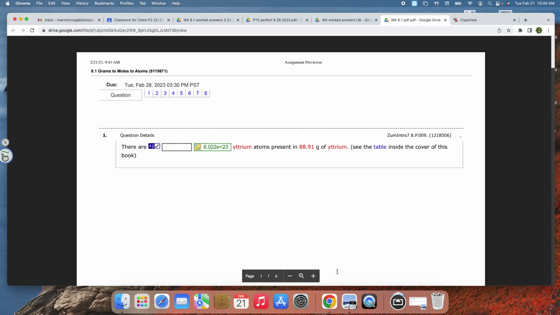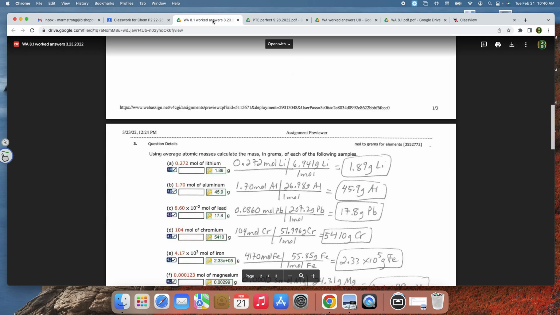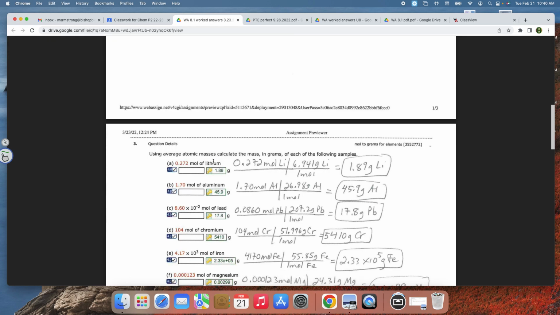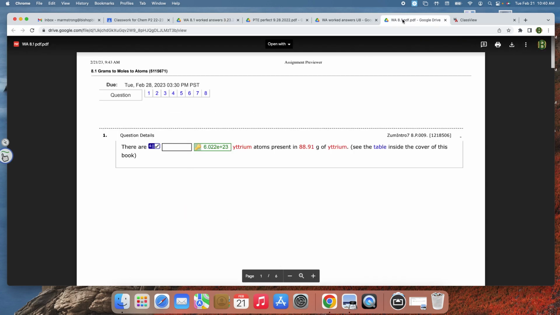For WebAssign 8.1, grams to moles to atoms. I won't go over all of it because it will take a long time if I do that. You can also find the worked answers in the Google Classroom. Just keep in mind that you may be given a different element or a different starting number, but the process should be the same.